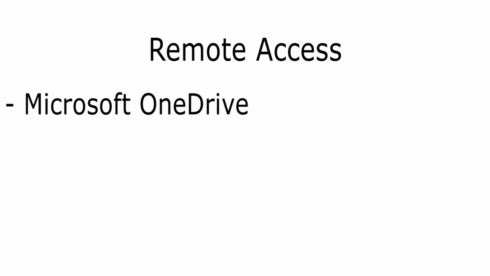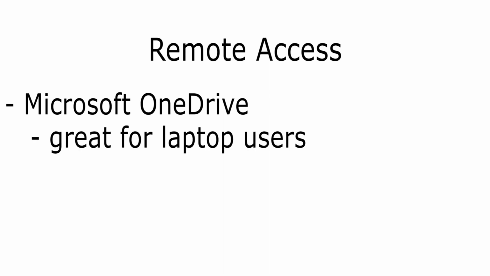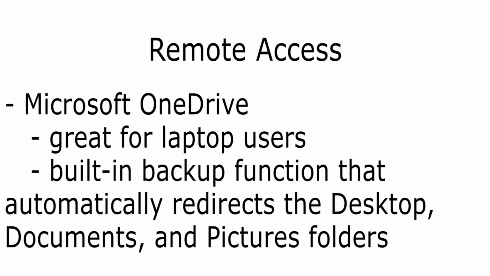In lieu of folder redirection and offline files, you could avoid the server altogether by putting all of a user's important data in Microsoft OneDrive. This is especially useful if their primary computer is a laptop. There is also a backup function built into OneDrive that automatically redirects the desktop, documents, and pictures folders. If the hard drive crashes, all the data would be recoverable from the cloud.